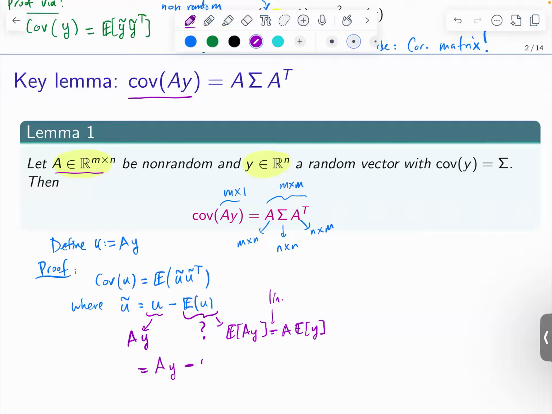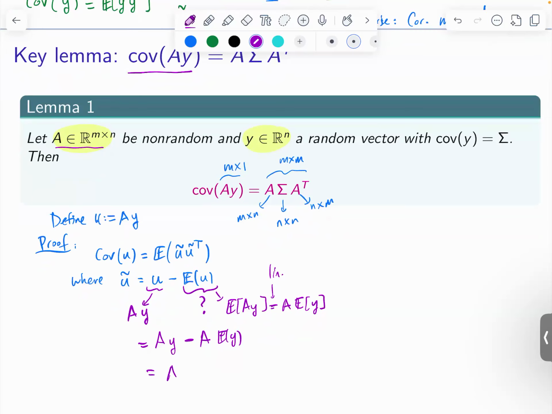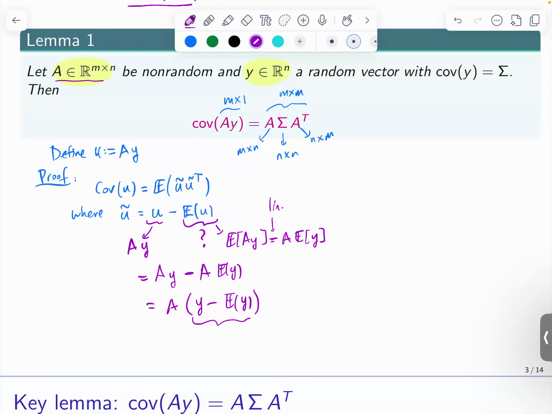A Y minus expectation, that's like A times expectation of Y. Factor out A. Yes, factor A out, so I get Y minus expectation of Y. So what do we call this? Y tilde, in our notation. So I got A times Y tilde.